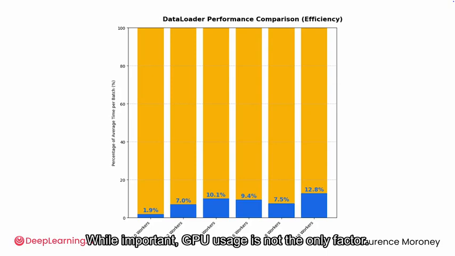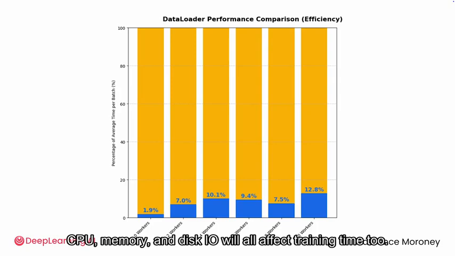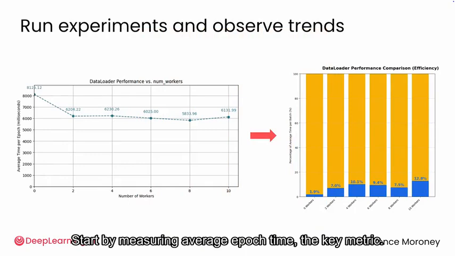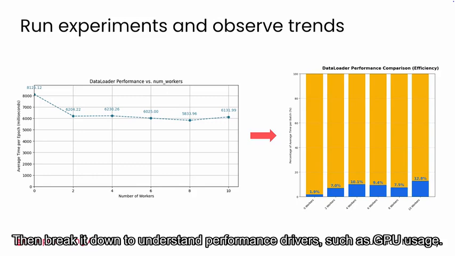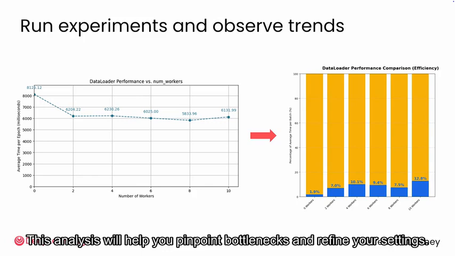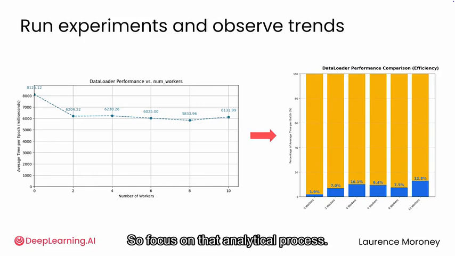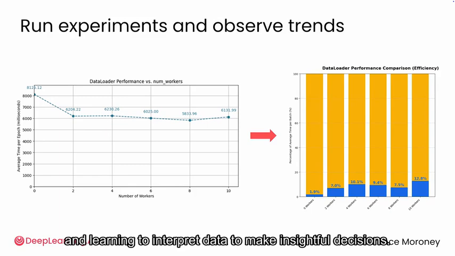While important, GPU usage is not the only factor. CPU, memory, and disk I/O will all affect training time too. And the advantage of GPU activity is that it's directly measurable and optimizable. Start by measuring average epoch time, the key metric. Then break it down to understand performance drivers, such as GPU usage. This analysis will help you pinpoint bottlenecks and refine your settings. And remember, experimental results will vary based on your setup, so focus on that analytical process, running experiments, observing trends, and learning to interpret data to make insightful decisions.